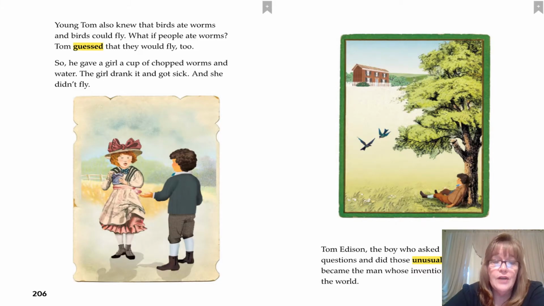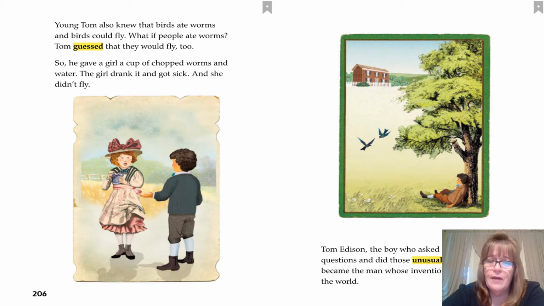Young Tom also knew that birds ate worms and birds could fly. What if people ate worms? Tom guessed that they would fly too. So he gave a girl a cup of chopped worms and water. The girl drank it and got sick, and she didn't fly. Tom Edison, the boy who asked all those questions and did those unusual experiments, became the man whose inventions changed the world.